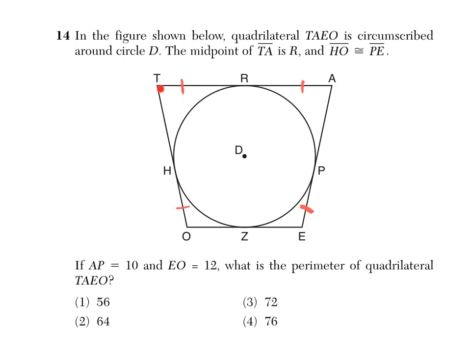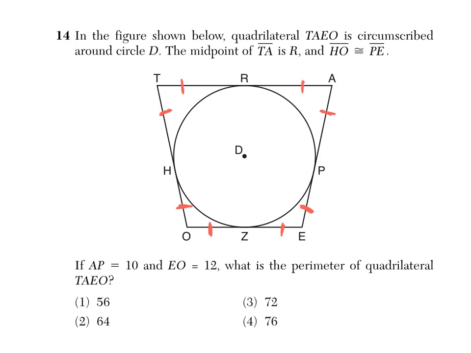We've got some tangents, and I know that tangents from the same external point are congruent. So that means that TH is congruent to TR. I'm going to indicate that right here. That means that AP is congruent to AR. That means that ZE is congruent to PE, and that means that OZ is congruent to OH.